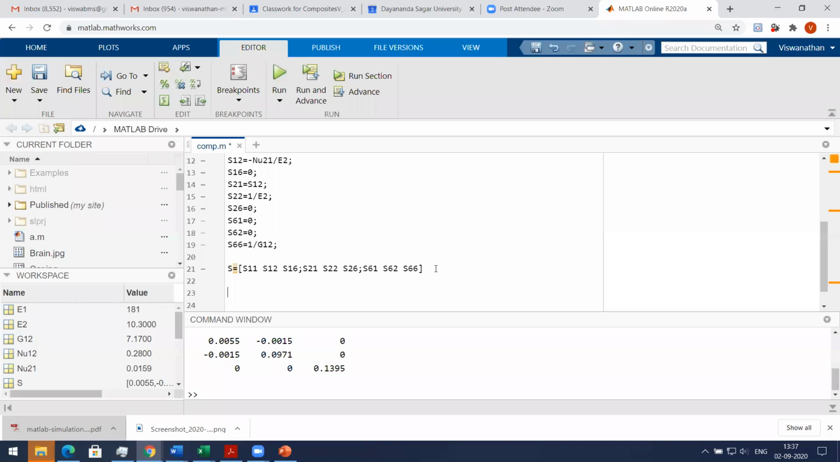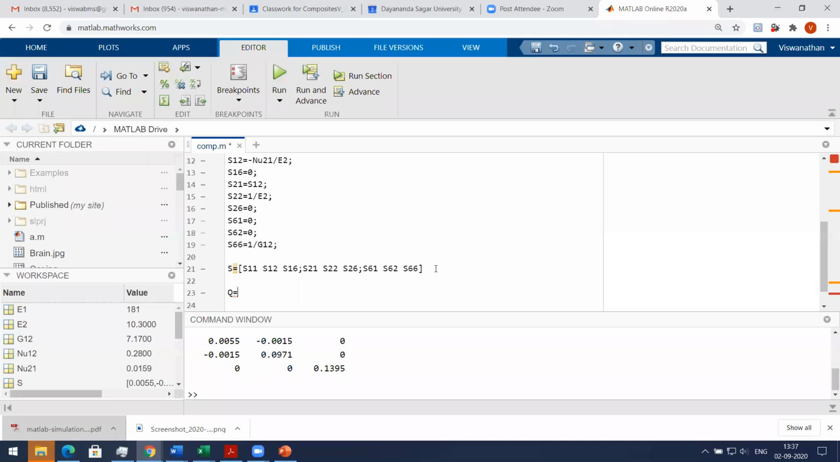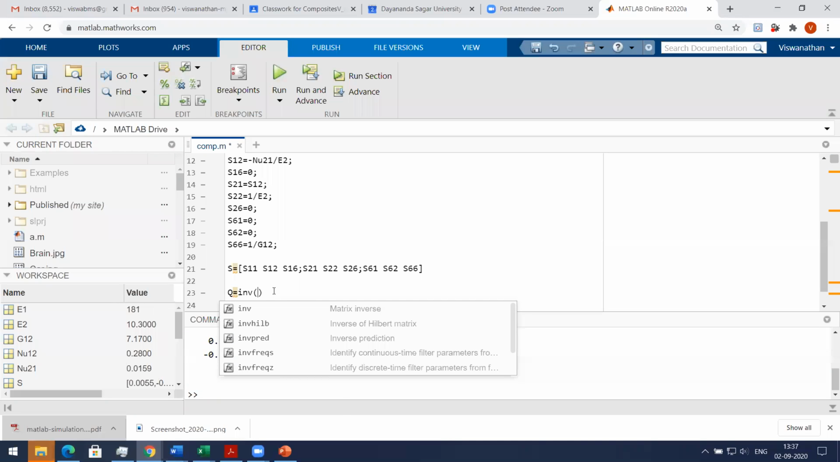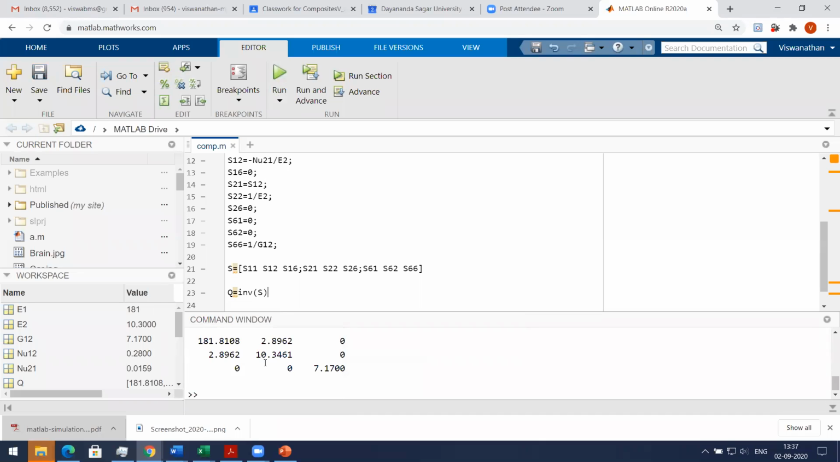Now, if you want to find Q, what is Q? It is the reduced stiffness matrix, the inverse of the compliance matrix. If you find it out, you'll get this one. Okay, but will you be able to do an inverse of this matrix with pen and paper? Will you be able to do that?